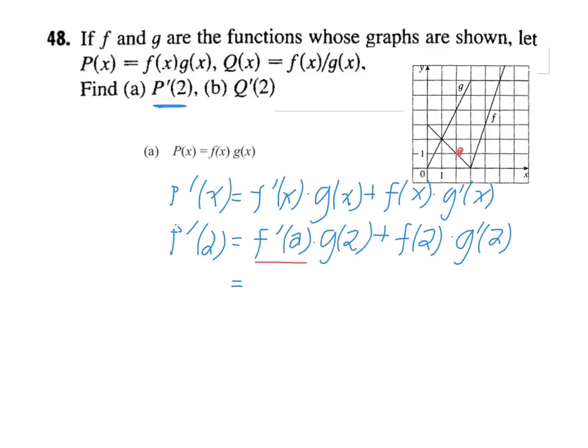That's right there. At that point, the slope looks like it's -1. So that's what the derivative equals.